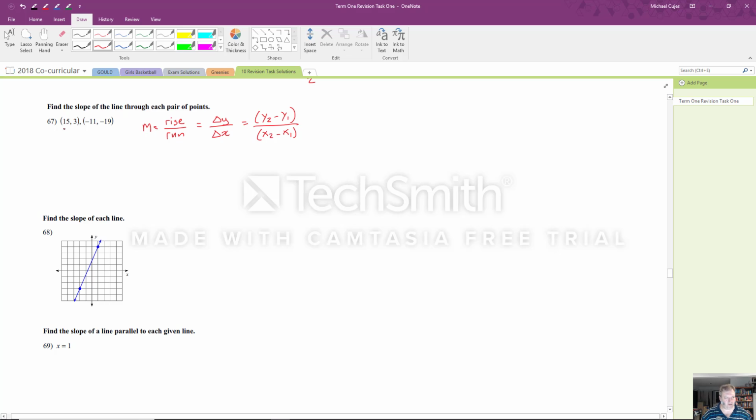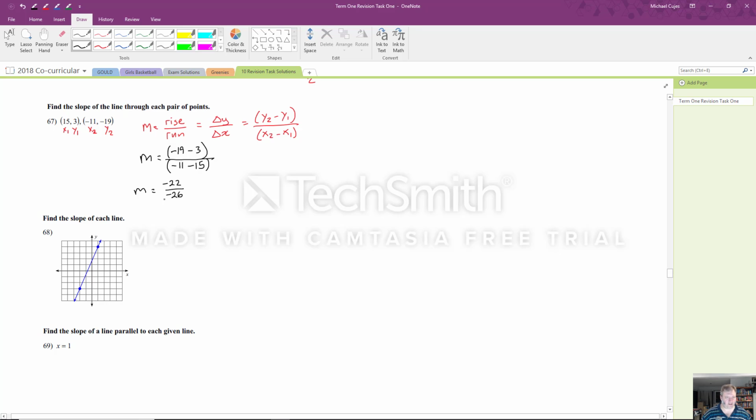All right, well, make sure you label your points, because otherwise people have the strange tendency to go like 3 minus 15 and -19 minus 11. So if you label your points x1, y1, x2, y2, it should prevent any problems. So in this case, the gradient is going to be, that's my y2 minus y1, -19 minus 3, divided by -11 minus 15. And that gives me a gradient of -22 over -26.